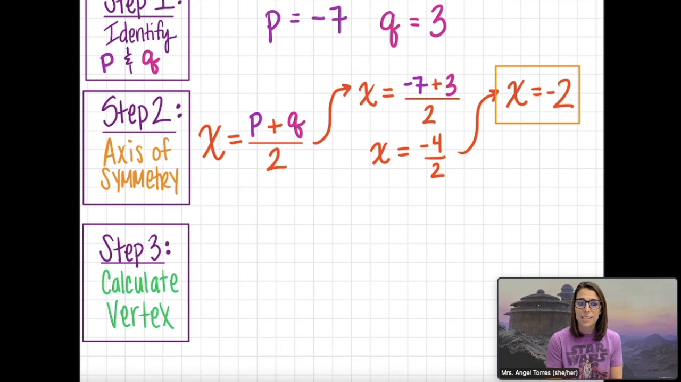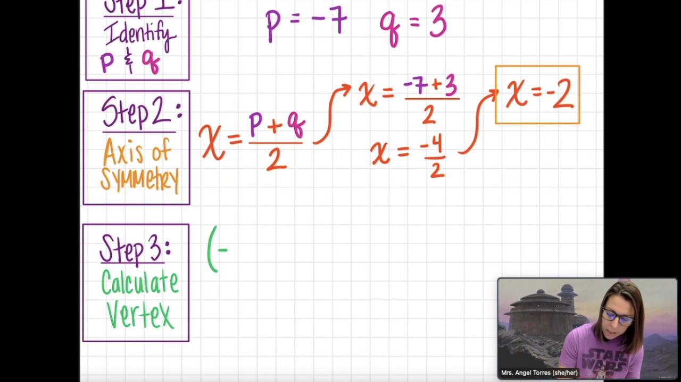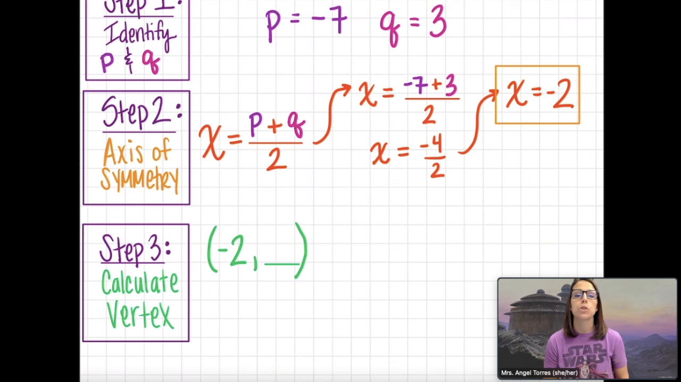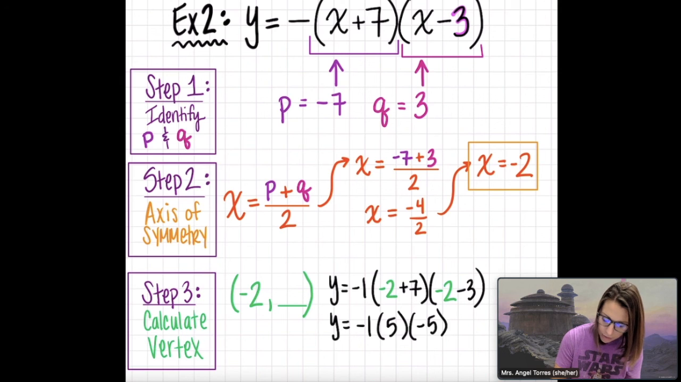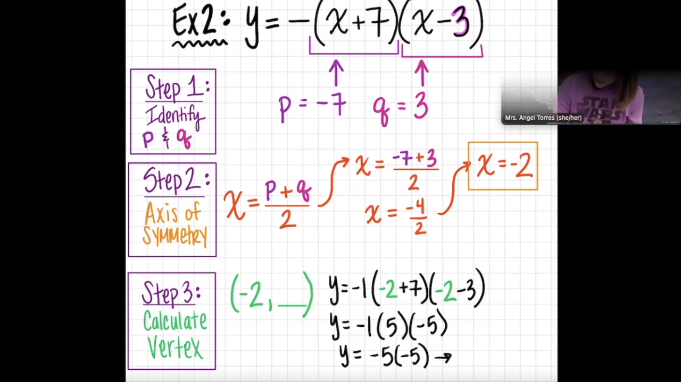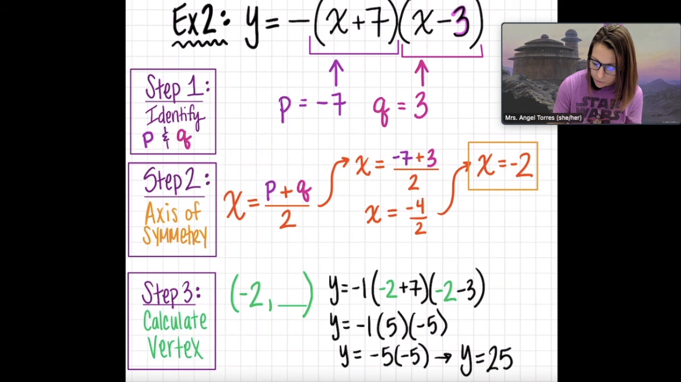Finally, now that we have our axis of symmetry, we can calculate our vertex. We know that the input of our vertex, or the x value, is negative 2. We can use that information to plug it into the function and find our y value. So let's go ahead and do just that. y equals negative 1 times (negative 2 plus 7) times (negative 2 minus 3). y equals negative 1 times 5 times negative 5. y equals negative 5 times negative 5. And y equals 25. So our vertex is at the point (negative 2, 25).